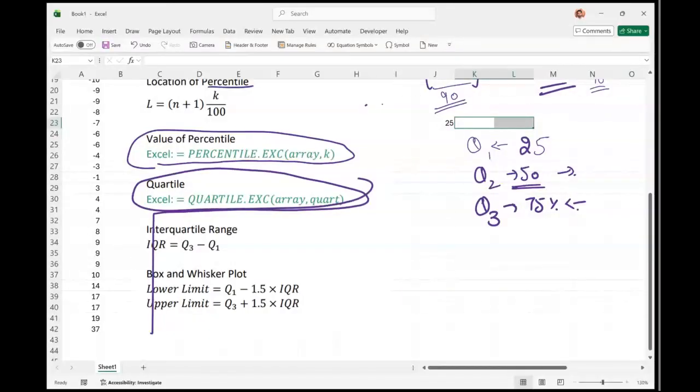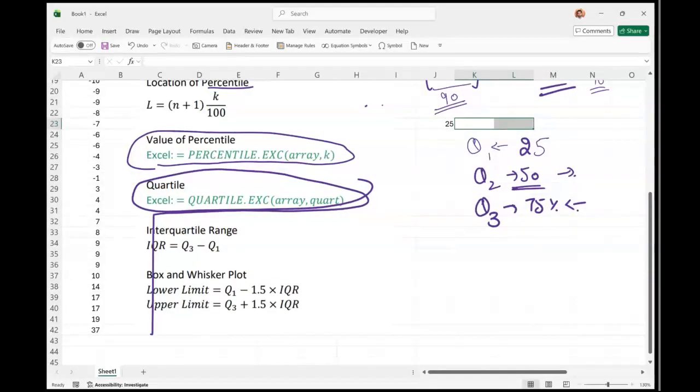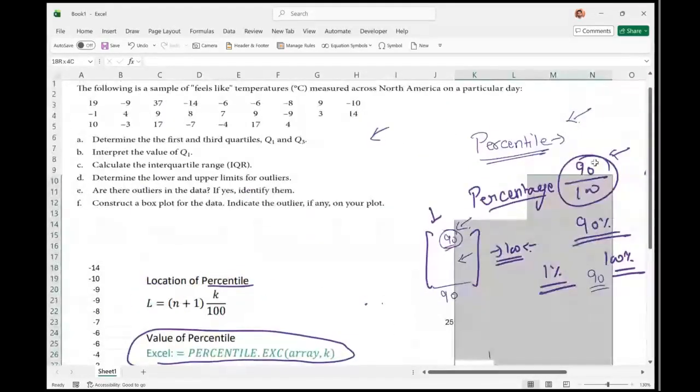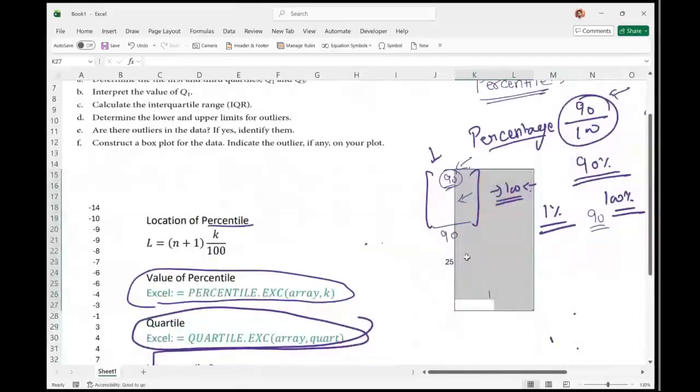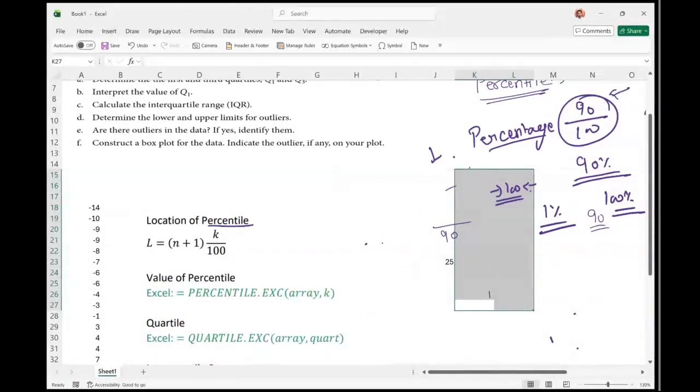Now, rather than using these formulas, we're going to try to simplify this question by using the box and whisker plot, because by doing the box and whisker plot, it becomes super easy for us to find out the percentile. All right, so here, let me just erase this and make some space.